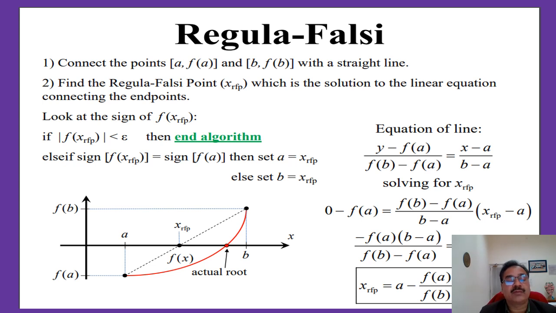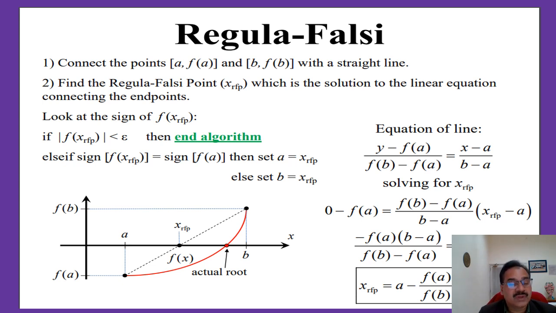So, look at the sign of f of x of RFP, how it behaves. In the graph it is clear here, this is y is equal to f of x, that is any graph, and this is the actual root because it crosses the x-axis. What is the equation of this axis? The equation of this axis is y is 0, meaning f of x is 0. So this is the actual root. Now this is the boundary A, and this is the point B. So you can find out what the coordinates are here. Here the coordinate is A, f of A, and here the coordinate is B, f of B.